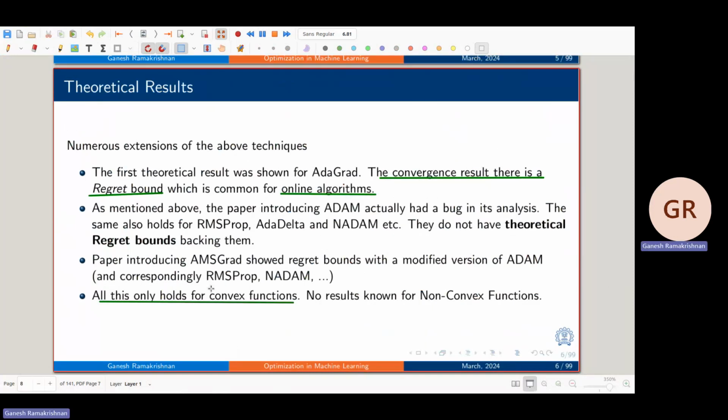So I'm going to run through these because I want to move on to the next topic. The first theoretical result was shown for AdaGrad. That's where things began. Adaptive gradient. And that's the reason we spent a little bit more time on quasi-Newton methods, because that gives you a very strong tool to prove convergence through something called regret bound. And in fact, that's characteristic of all these online algorithms. So far, we have not used regret bound to show convergence.